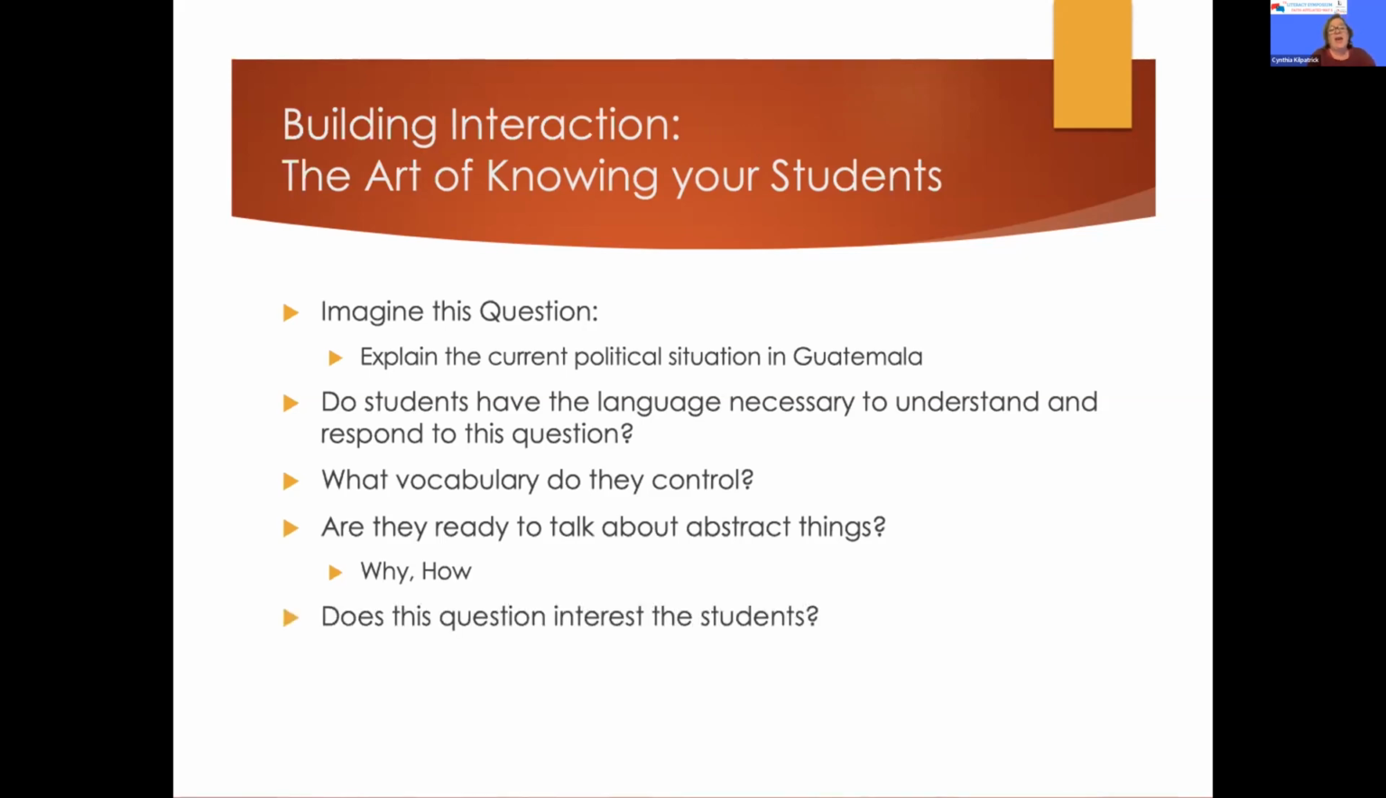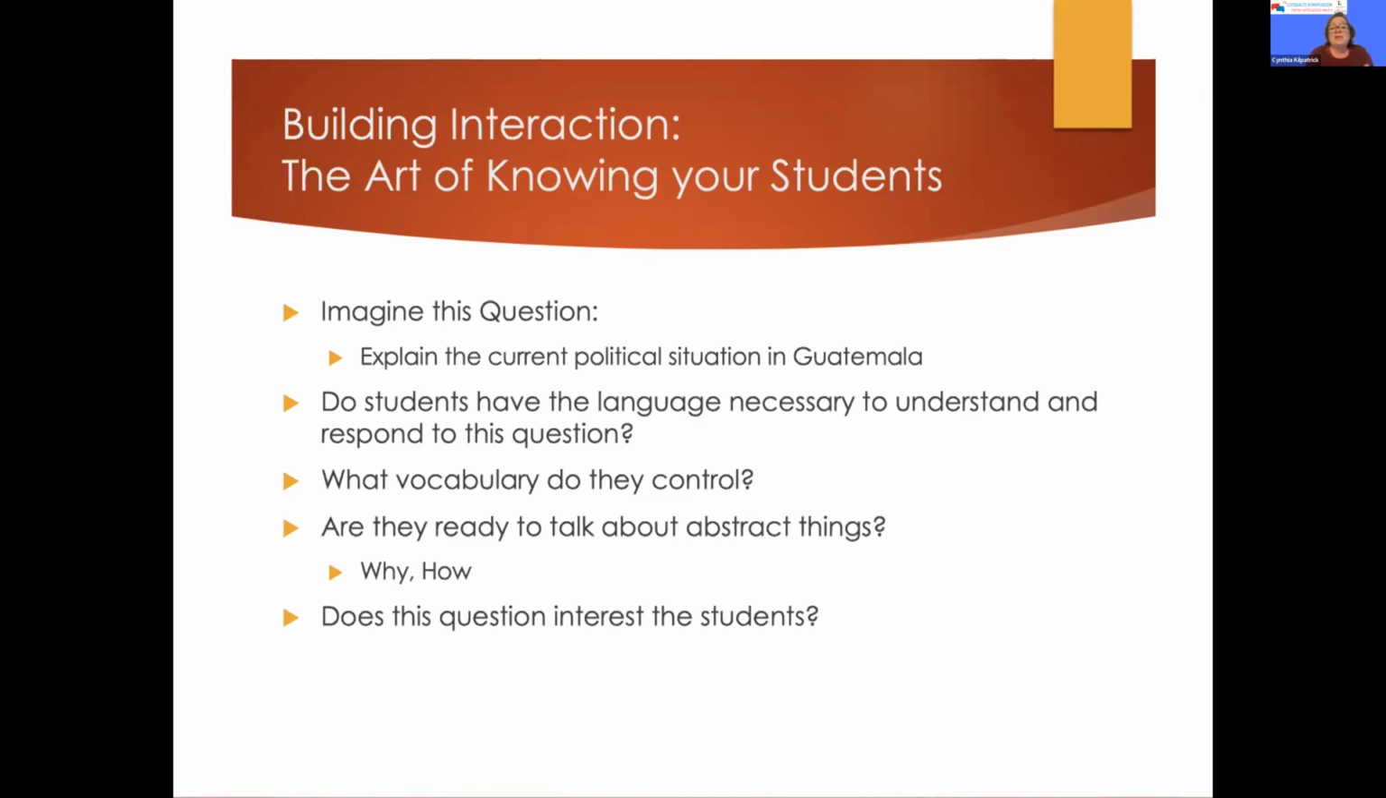But we also have to think about interest. Guys, it's not just that I don't have the language to talk about politics. It's that I'm not interested in politics. That's why I don't have the language, because that's not a conversation that I enter into even in English. So I don't know what to say, because I don't know what the current political situation is, or because I'm just not interested in talking about that. I'd rather talk about food, right?